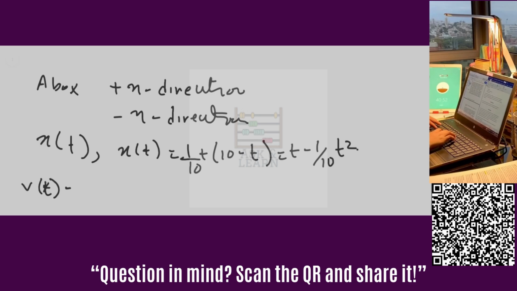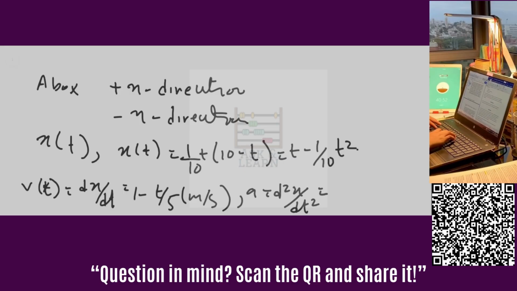v of t, velocity first and then acceleration, so which is dx over dt. If we take the derivative with respect to time for the given function of the position, we get the velocity, 1 minus t divided by 5. This is in meters per second. And the acceleration we get here is d squared x divided by dt squared, which will be equal to minus 1/5 meter per second squared.